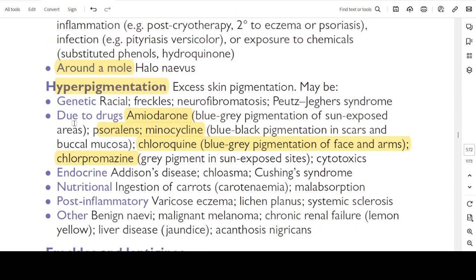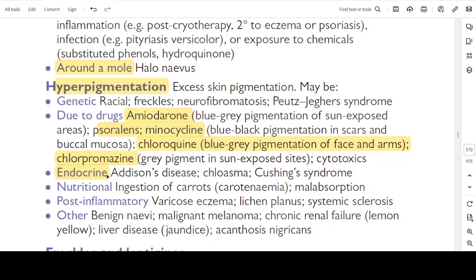So, drugs that cause hyperpigmentation are amiodarone, blue-gray pigmentation in sun-exposed areas, psoralen, minocycline, blue-black pigmentation in scars and buccal mucosa, chloroquine, blue-gray pigmentation in the face and arms, chlorpromazine, gray pigment in sun-exposed areas, and cytotoxics.